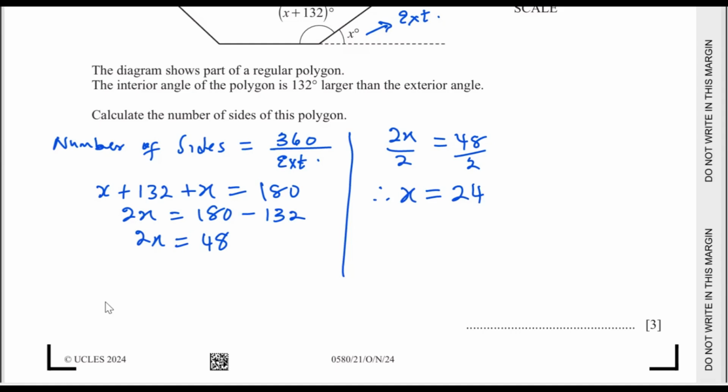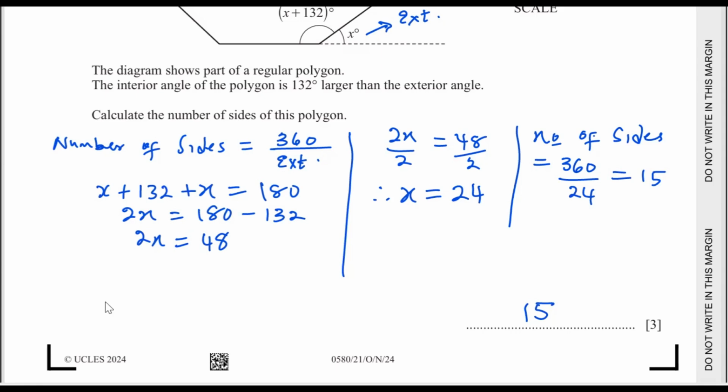So now, what do we need? We need the number of sides. So the number of sides of this regular polygon is going to be 360 all over 24, and that will give us 15. So this polygon has 15 sides. So that's the number of sides. Hope that explanation is clear.